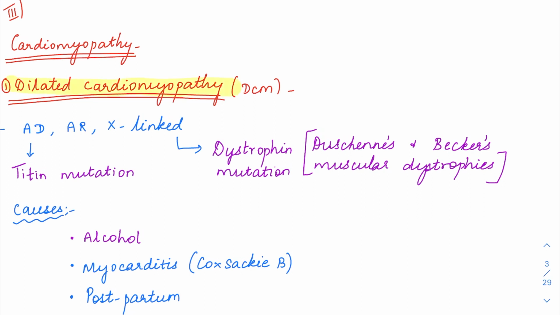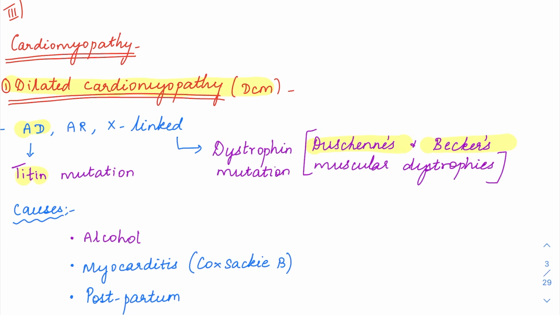Dilated cardiomyopathy has various causes, both genetic and other causes as well. Under genetic causes, the most important one is autosomal dominant inheritance, which is due to a titin mutation. Titin is one of the muscle proteins, and it is the largest protein seen in the body. It can also be inherited as an autosomal recessive or an X-linked condition. In X-linked disorders, we have two diseases: Duchenne's muscular dystrophy and Becker's muscular dystrophy.